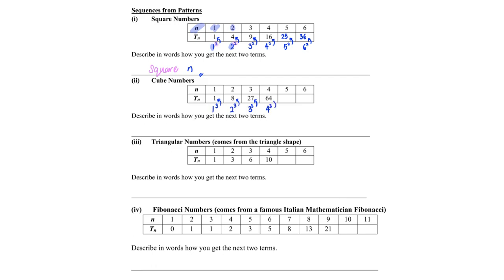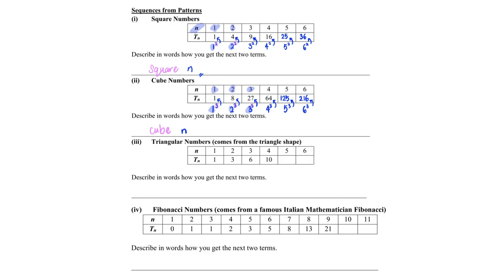4 cubed, 64. 5 cubed, 125. And this one will be 6 cubed, 216. And so, using that as the example, all I have to do is cube the n. Okay? When the n is 1, I cube it. When the n is 2, I cube to get my 8. When the n is 3, I cube, so on and so forth.